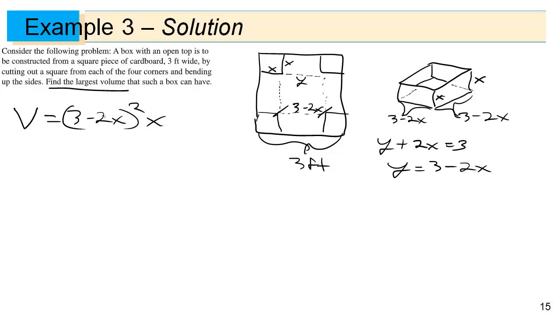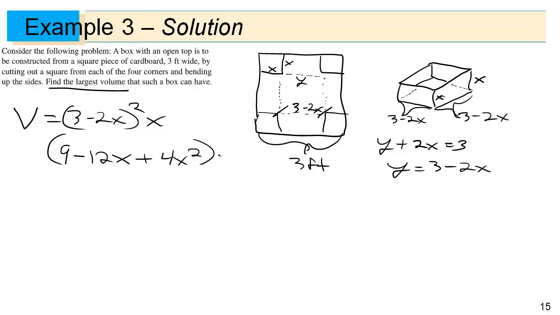So why not FOIL this out and then bring the x in? So let's FOIL it out. We get 9 minus 12x plus 4x squared, right? This squared plus this squared, there's your 4x squared, and then plus 2 times their product. So 3 times negative 2 is negative 6x, times 2 is negative 12x.